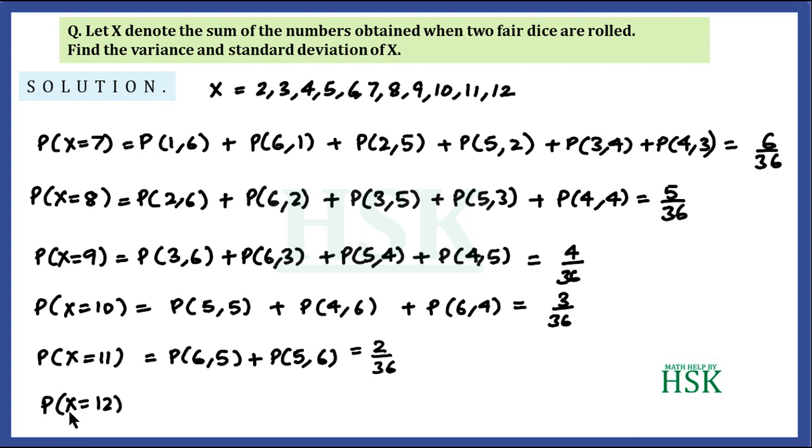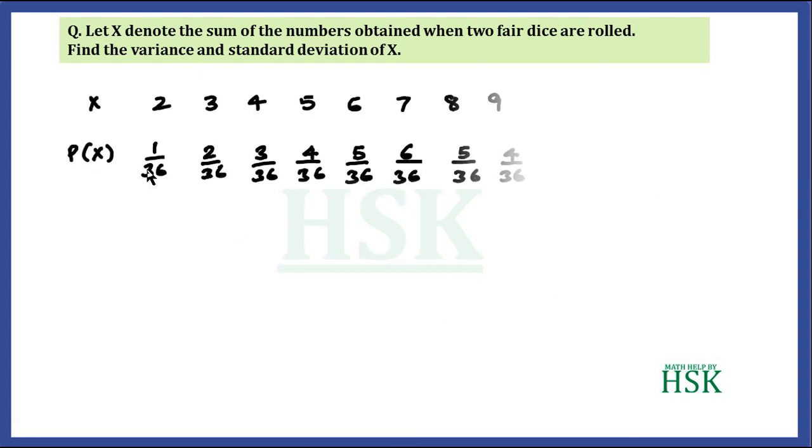Similarly, probability of x is equal to 12 would be equal to probability of getting 6, 6, and this would be equal to 1 by 36. So after calculating the probability of each of this random variable, we can prepare the probability distribution like this. This is the probability distribution of this random variable x. And you can see if you add all these, you are going to get the probability equal to 1. So we have not committed any mistake.